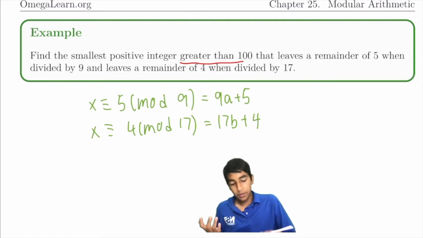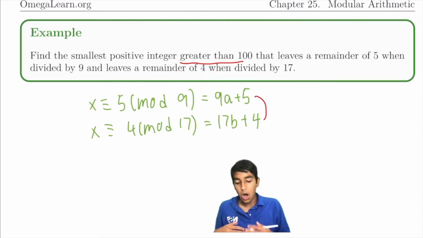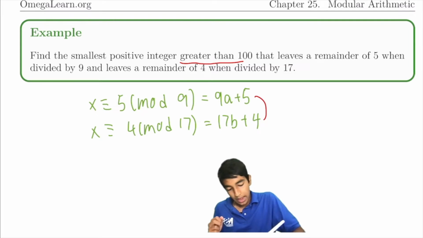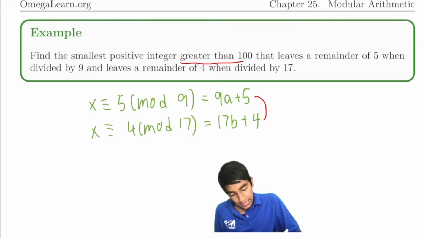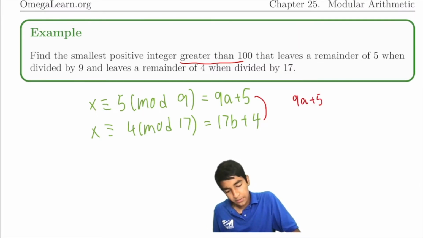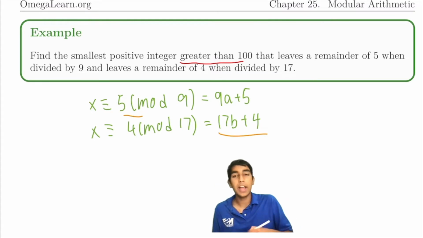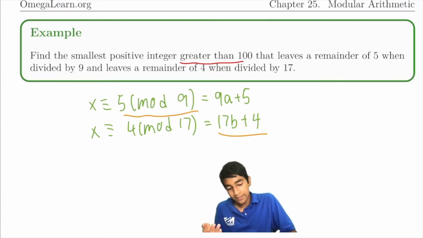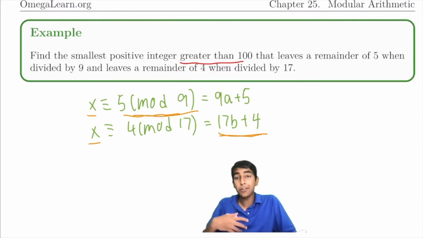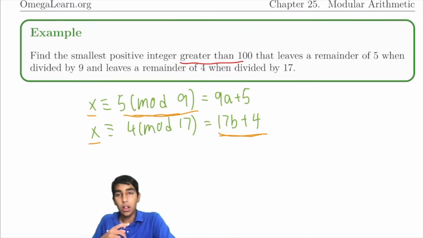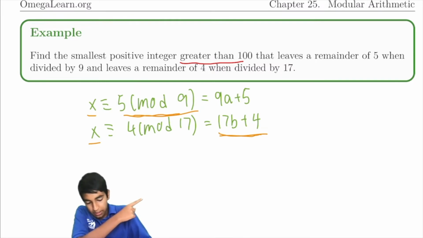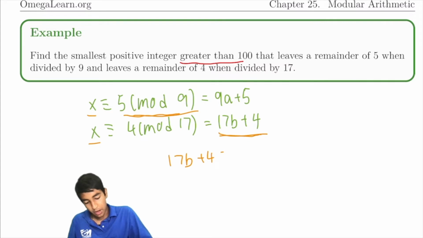So now what we do is we set these terms equal mod 9. All we can say is that 17b plus 4 has to be 5 mod 9 as well. Because if x is 17b plus 4 and x is 5 mod 9, then 17b plus 4 must be 5 mod 9 as well. So let's write what this means here. 17b plus 4 is 5 mod 9.